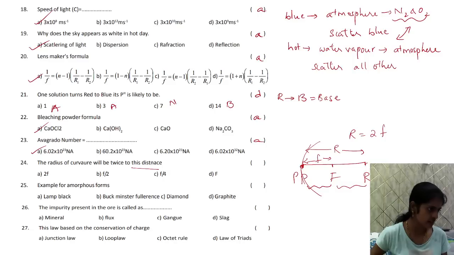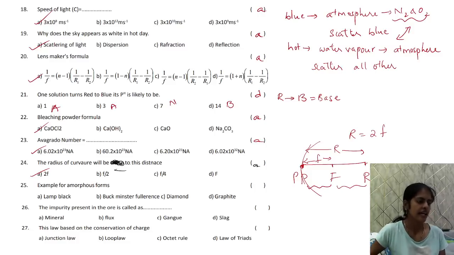Okay, twice the focal length. So your options already have twice given. Radius of curvature will be equal to what? Then 2f will be the correct answer. So see here once, I'm modifying the question a little. Radius of curvature will be dash, twice its distance. So option A is correct.